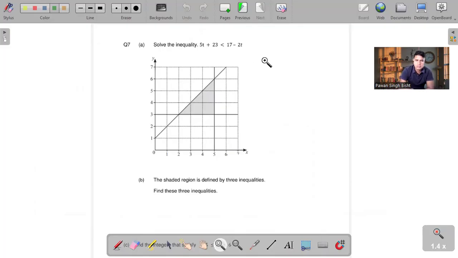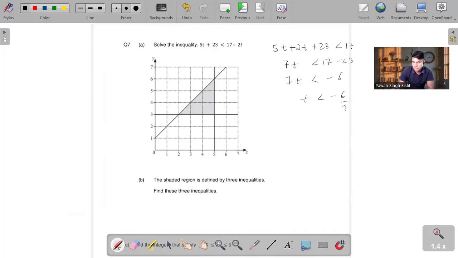First we have to solve this inequality. So what do we do? We solve this inequality. I take 2t this side, 5t, this is minus 2t. When it comes this side it becomes plus 2t, plus 23 less than 17. Now 23 goes that side, 5t plus 2t becomes 7t, and 17 minus 23 is negative 6. So t should be less than negative 6 over 7, right?